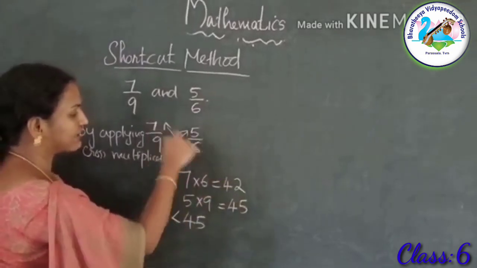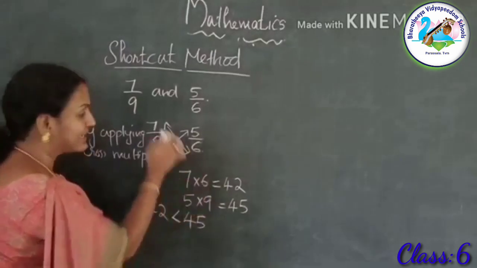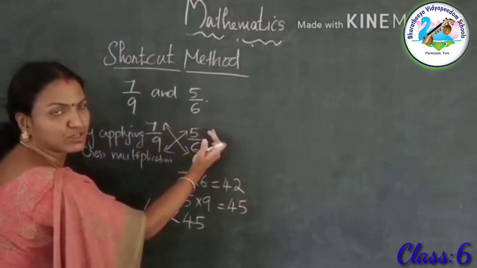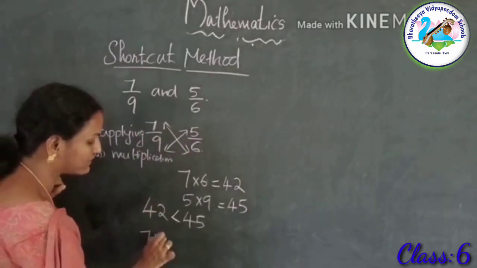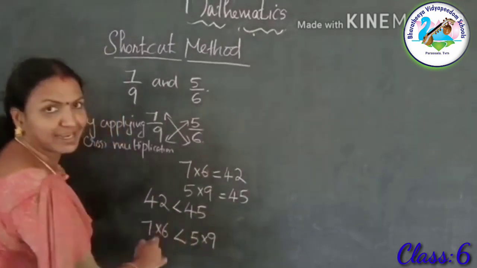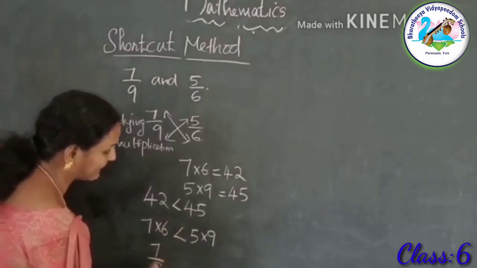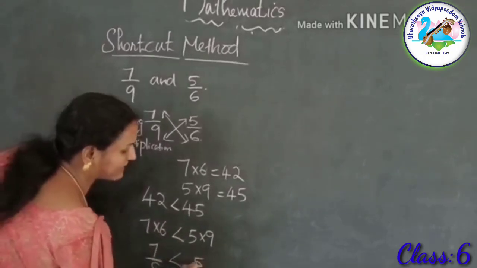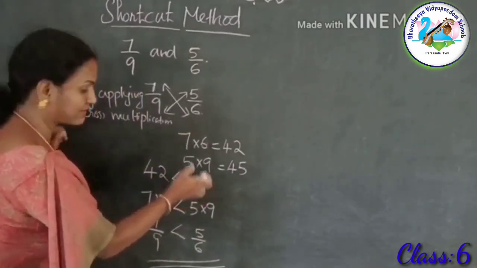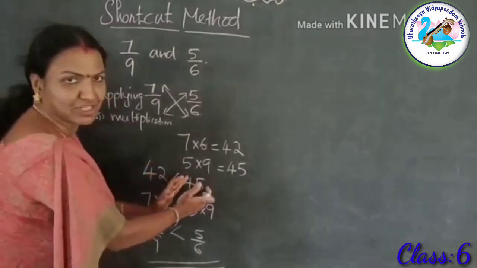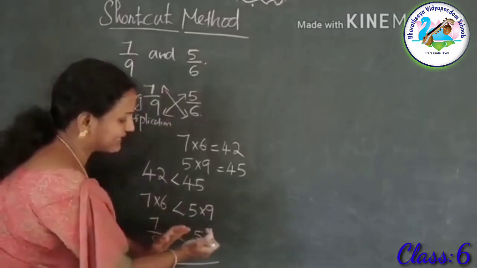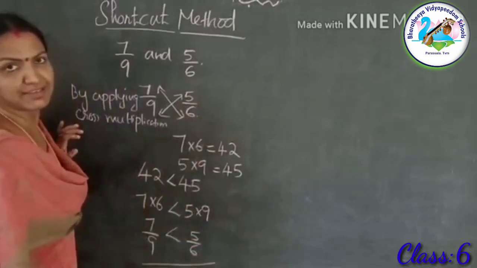Here the 42 means 7 into 6, the first side, and 9 into 5 is the second portion. So 42, which is 7 into 6, is less than 45, which is 5 into 9. So 7 by 9 is less than 5 by 6. 42 is less than 45, so the first fraction, 7 by 9, is less than the second fraction, 5 by 6.